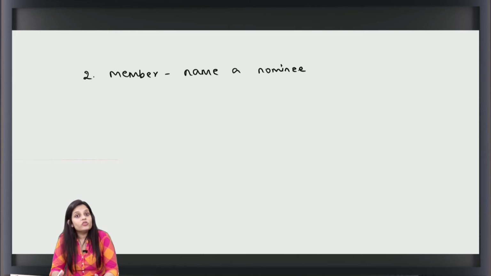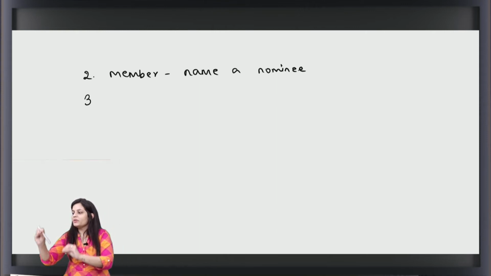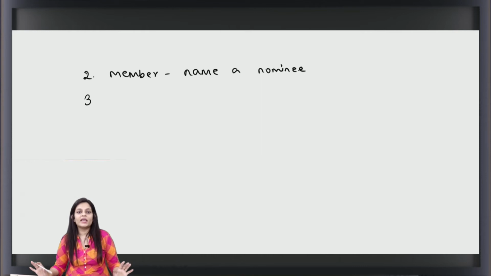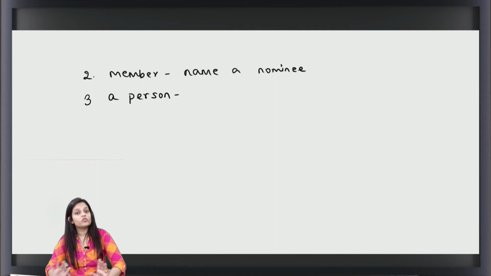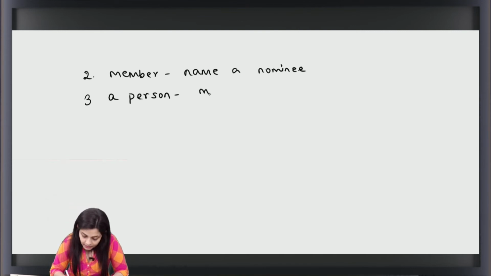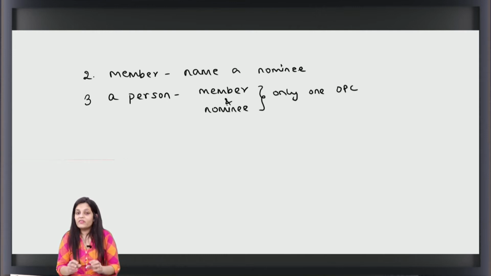So the member has to name a person as his nominee. Now what I did was I opened one OPC, OPC 1, OPC 2, OPC 3, up to 10 OPCs I opened. Can I do that? No. A person. Now when I say a person, please try to understand I'm only talking about a natural person. A person can be a member and a person can be a nominee of only one OPC. Please try to understand, I've given an and here.